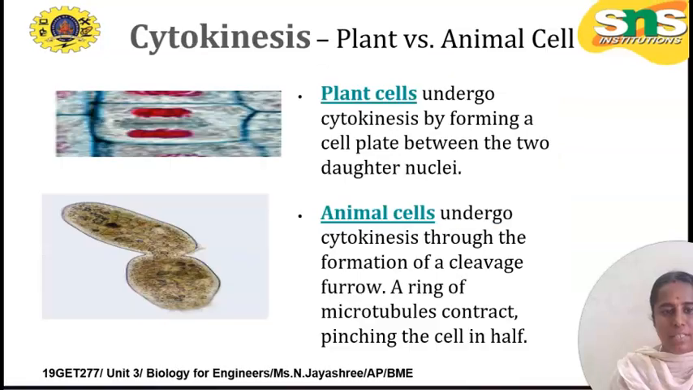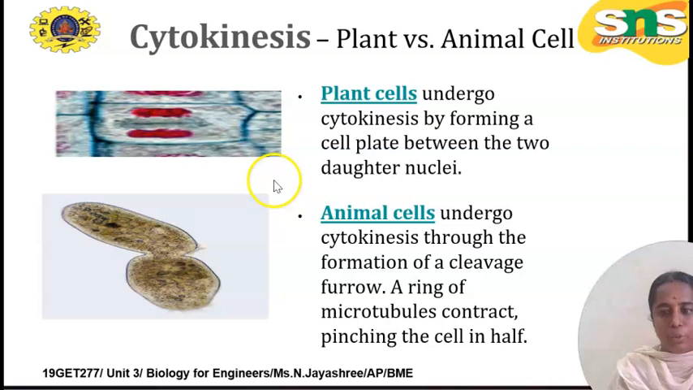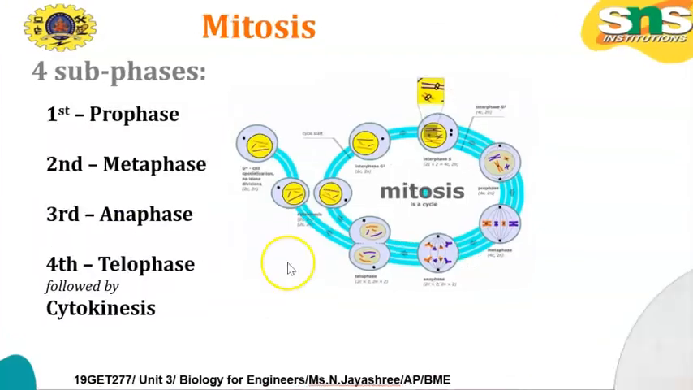The final stage is cytokinesis. Cytokinesis is nothing but the cell being divided into two. Plant cells undergo cytokinesis by forming a cell plate between the two daughter cells, and animal cells undergo cytokinesis through the formation of a cleavage furrow, a ring of microtubules contracting and pinching the cell in half. That is cytokinesis, the final stage of mitosis, which is indicated by this diagram.